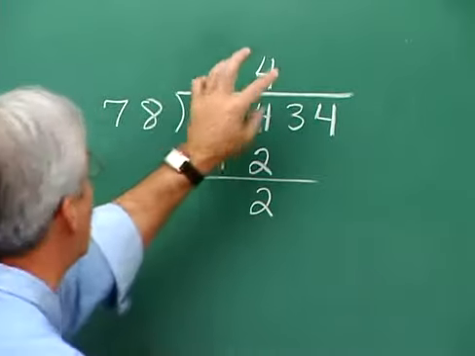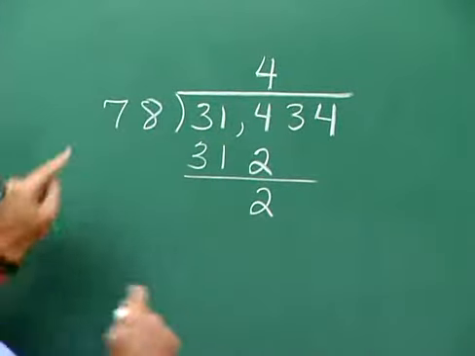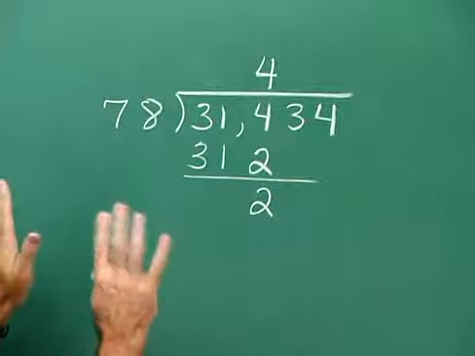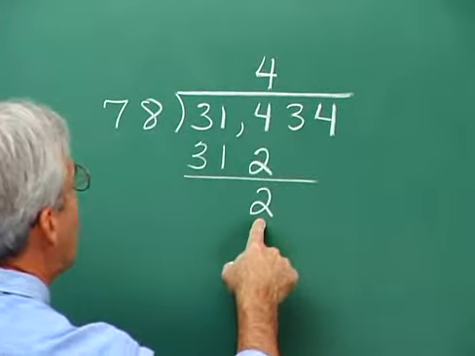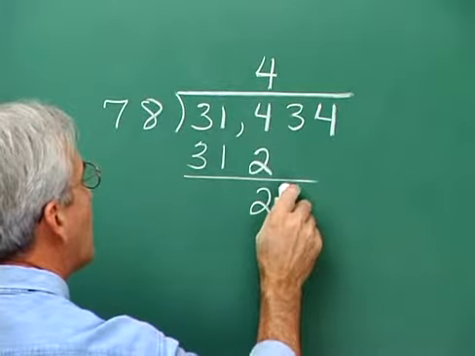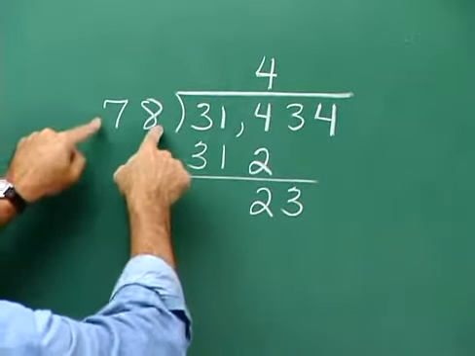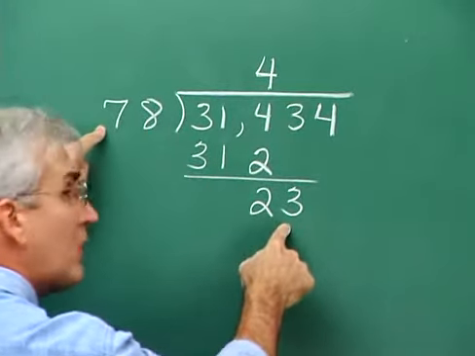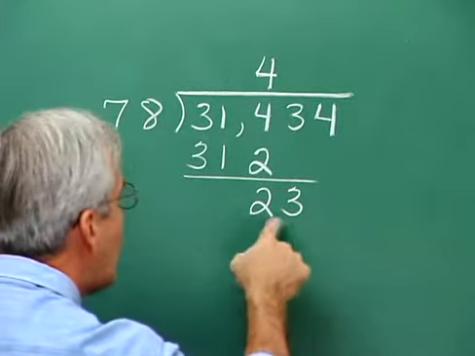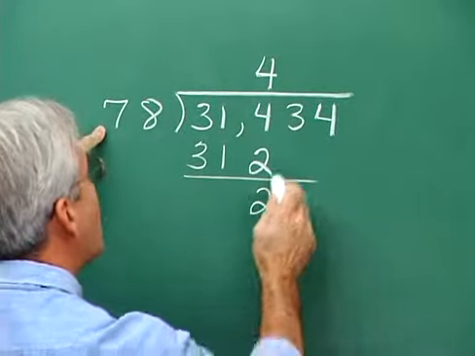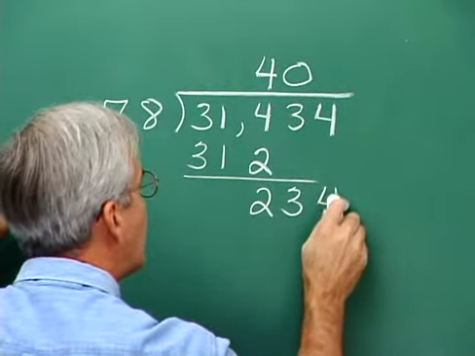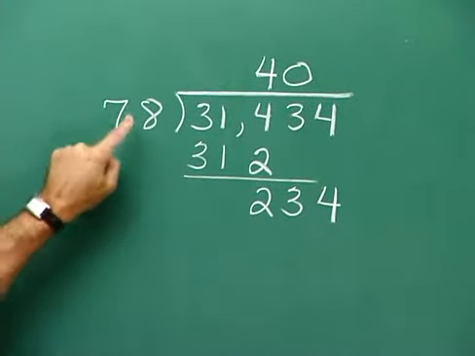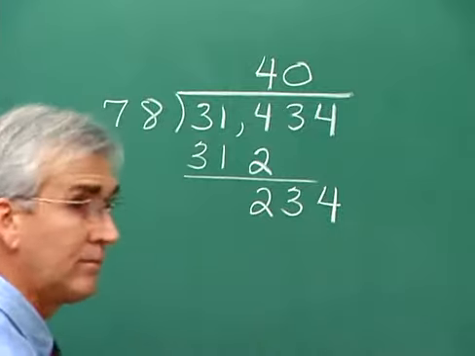Anyway, 4 was a good number to start with in this problem. 7 was a good candidate to use as the single digit, and it worked out just fine. All right, let's see. We subtracted, we get 2. Now we bring down the next digit. Oh, it's a 3. 78 into 23. 23 is not big enough. All right, remember that in that circumstance, we need a 0 as a placeholder up here, and then we bring down the next digit for division. All right, 78 into 234.